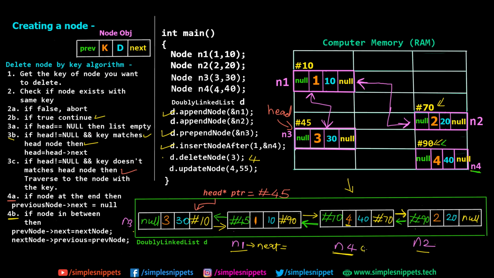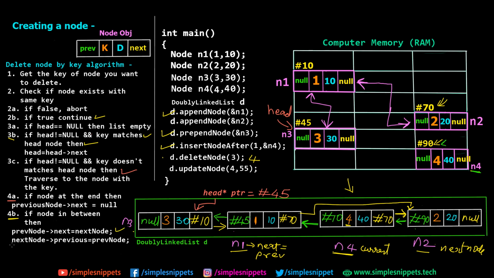Now if N4 is the current node, the next node is N2. So this is the next node and this is the previous node, right? We are saying previous node of next equals next node. Previous node of next means this address. We have to change it to the next node's address. Next node is N2, and N2's address is #70. So we have to say #70. Basically what we did is we changed this link, and now N1 will directly point to N2. So this step is done.